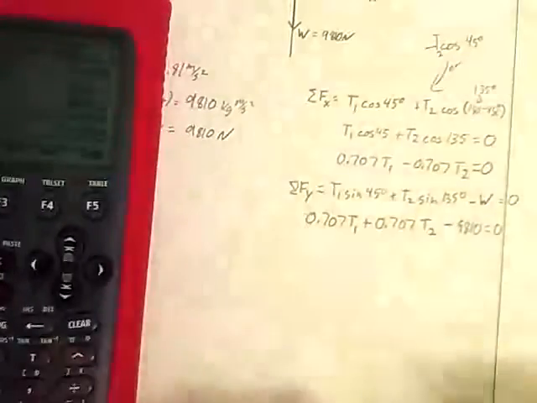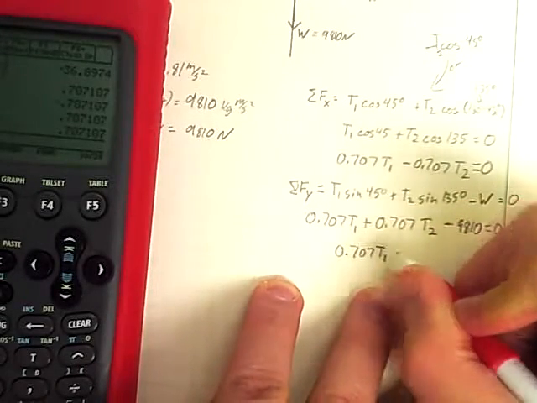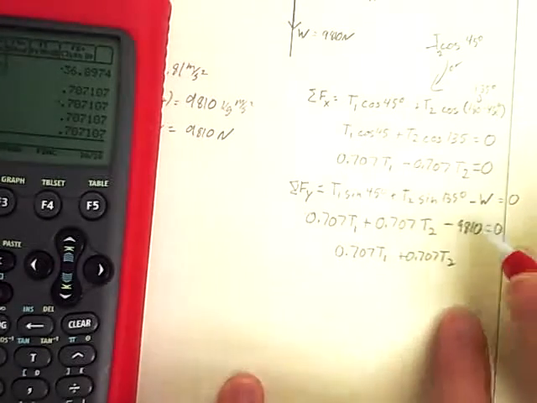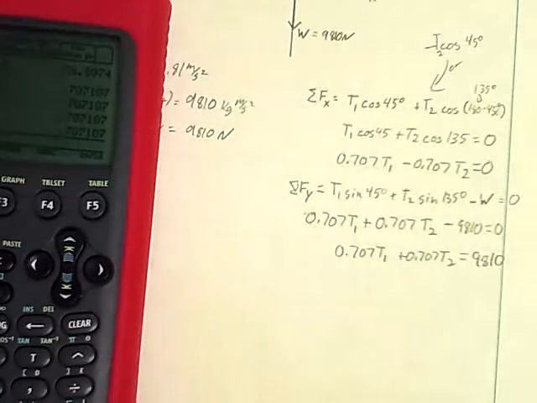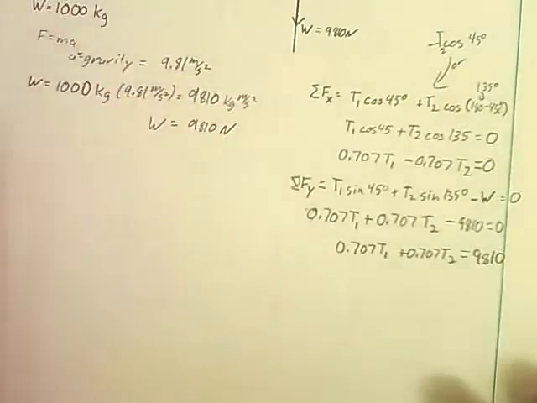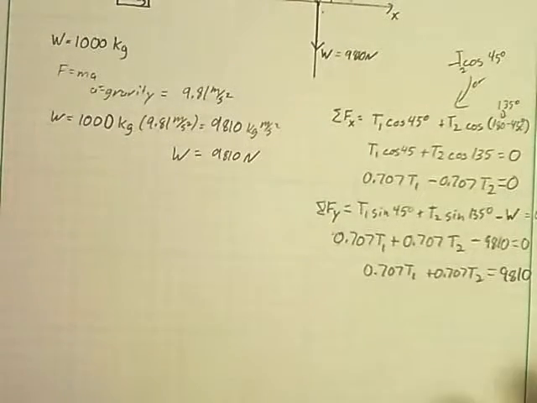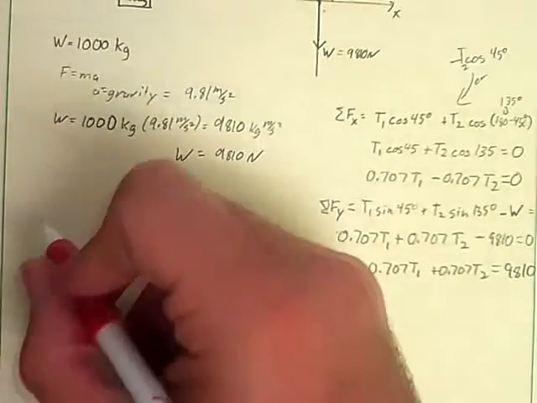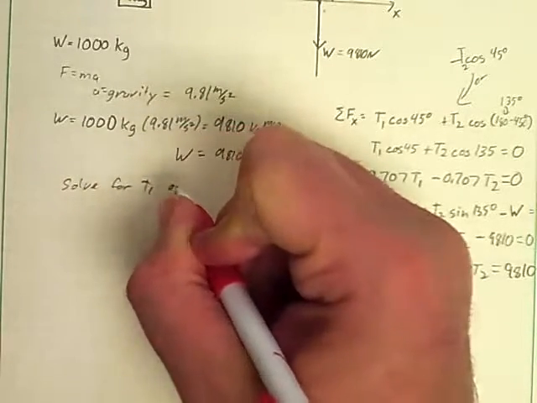So we could rewrite this equation as 0.707 times T1 plus 0.707 times T2. I'm going to move the weight to the right side of the equation, so it has to equal 9,810. The good news is, if we remember back to things we did a few weeks ago, what we essentially have are two equations and two unknowns. There are several different ways to solve that. Let's solve for T1 and T2.